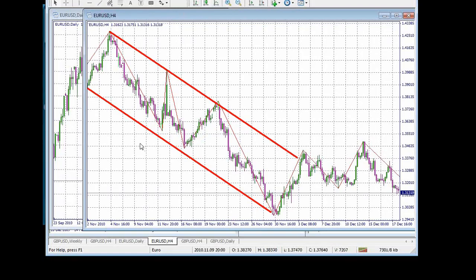For the beginners, because sometimes it's very difficult to identify the waves, it's very easy to drag the zigzag onto the chart.